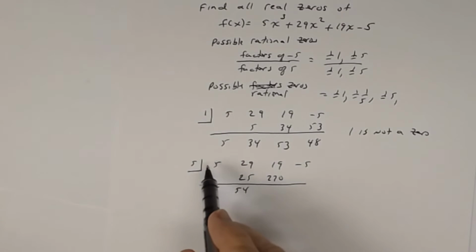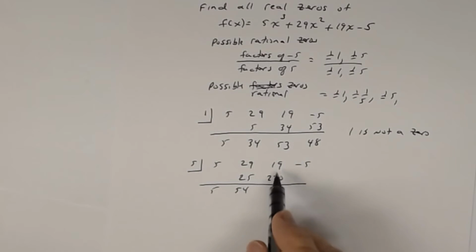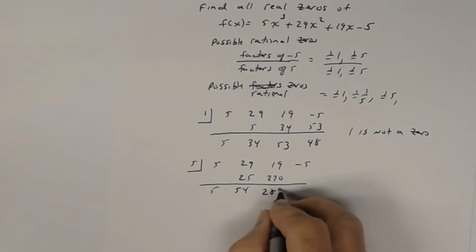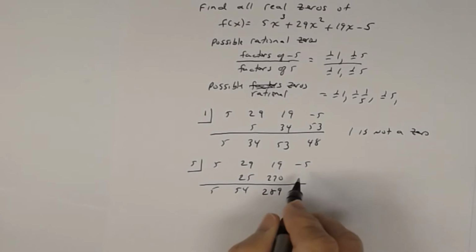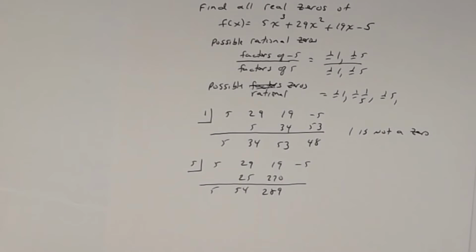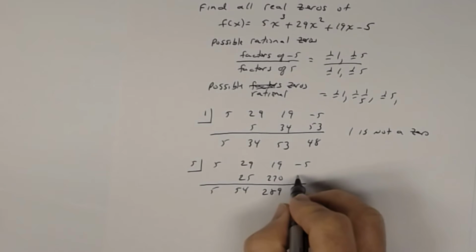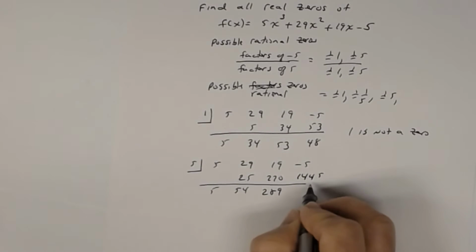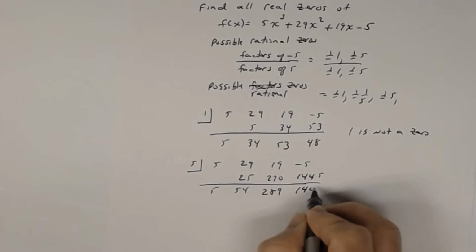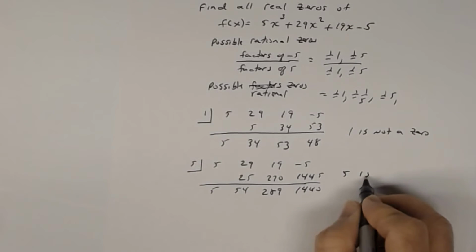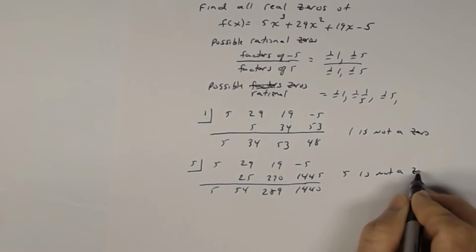So you could, in essence, just stop here if you want to, but I'm just going to show you you're not going to get a 5 here. So 270 plus 19 will give us 289, and you see 5 times 89 is not positive 5, right? And then 5 times 289 gives us 1,445, which gives us 1,440. So 5 is not a 0.